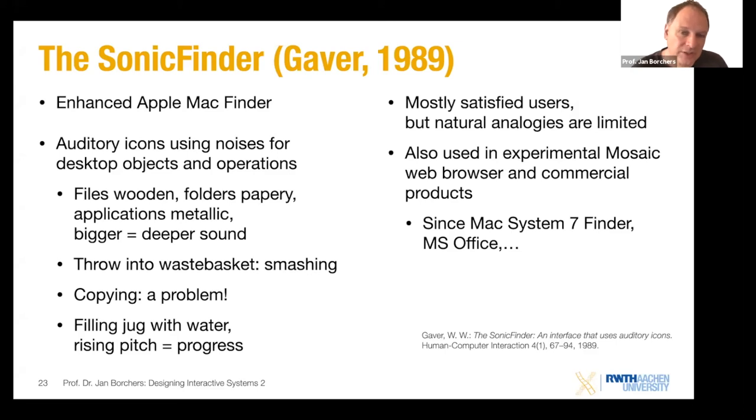So he did something that was a little cleverer than what we just did ad hoc here, because he said, I'm going to associate materials to the different things in the Finder interface. These materials can be wood, for example, and he used wood for individual files. So a file would always, when you moved it across the desktop, make a sound like a piece of wood being moved across a table. Whereas folders had a papery sound. So when you opened or closed a folder, it would make a papery sound. When you moved it across the desk, it would sound more like a piece of paper being shoved across the desk.